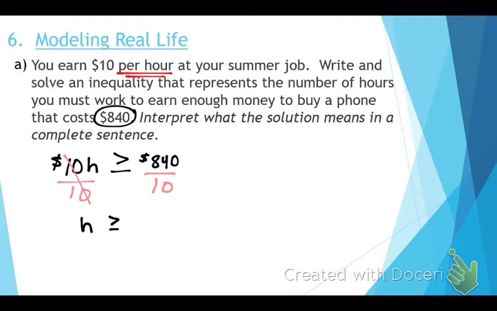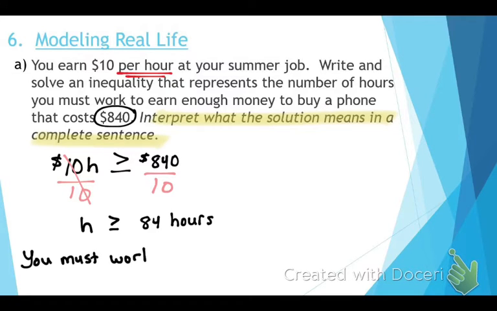Guys, what's 840 divided by 10? 84 what? Hours. Guys, we're trying to learn hours here. So here's what it says. Interpret what the solution means in a complete sentence. So the answer is not you must work exactly 84 hours. Who can tell me what it would be? Kyla. You can work 84 hours or more.